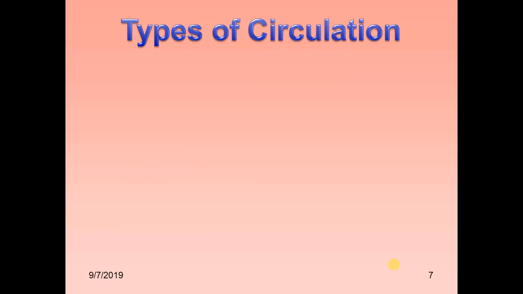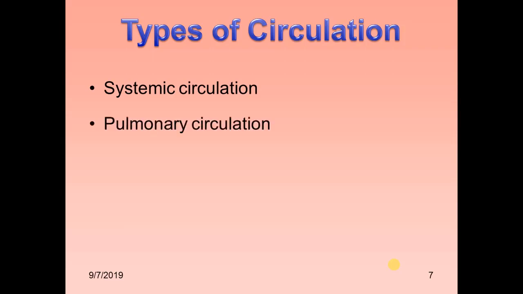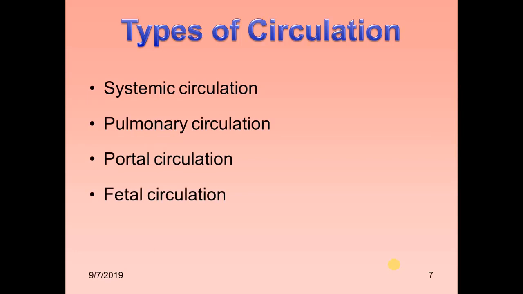Coming to the types of circulation, we have mainly systemic circulation in our body, and pulmonary circulation, which is mainly concerned with the lungs. Then you have portal circulation, which you see in the gastrointestinal tract and also in the pituitary gland and in the kidneys. Then in the fetus you see a slightly modified type of circulation. We will see these four types of circulation one by one in brief.